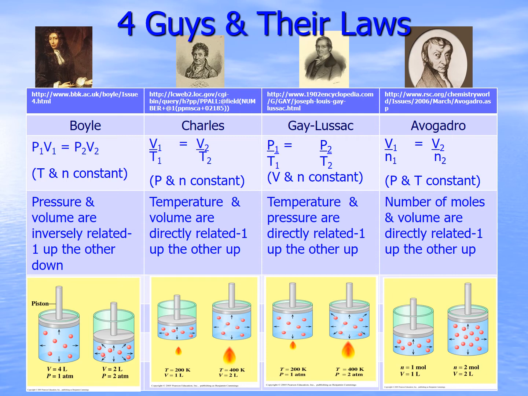Gay-Lussac's law, you might have learned in Chem I, this is sometimes called Dalton's law, looks at pressure and temperature, looks just like the Charles law relationship. As temperature goes up, pressure goes up. P1 over T1 equals P2 over T2. Remember, always use kelvins for temperature. Avogadro's law looks at the relationship between volume and moles. V1 over N1 equals V2 over N2.